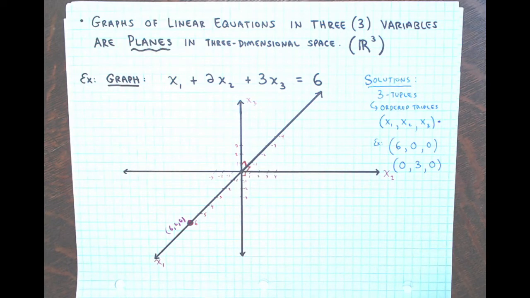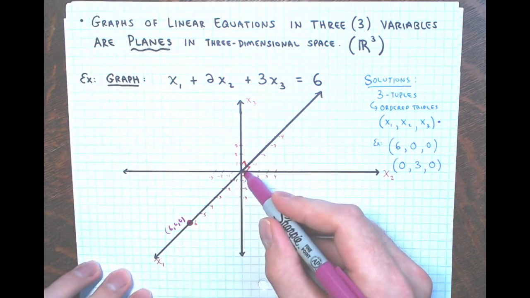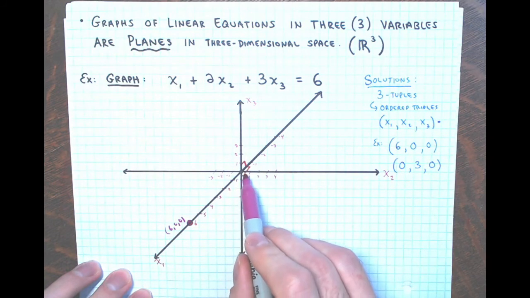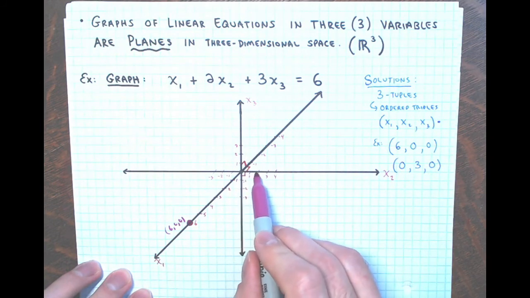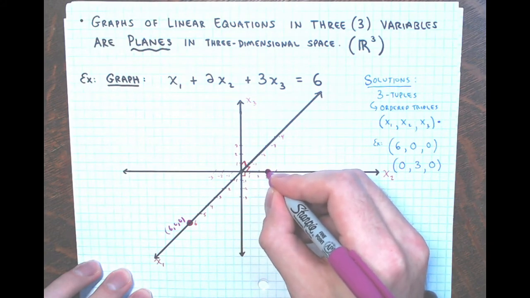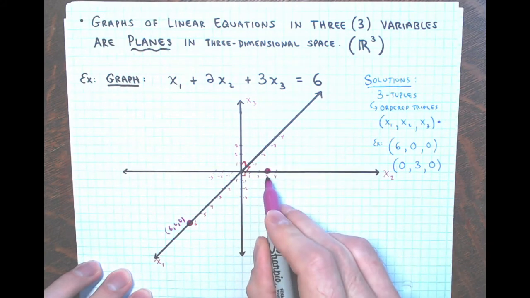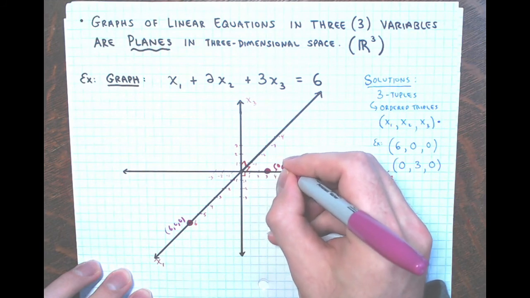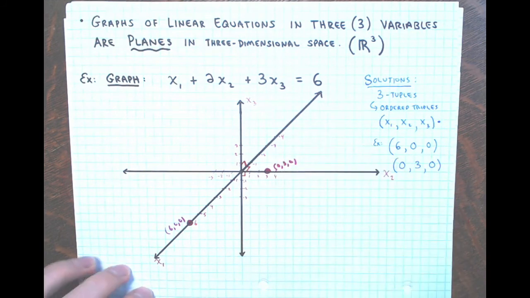All right, so where is this? 0 in the x1 direction, not moving. 3 in the x2 direction, a positive 3 was this way, and then 0 in the x3 direction. So we're on the x2 axis. That's that point right there. Again, I'll label it (0, 3, 0).